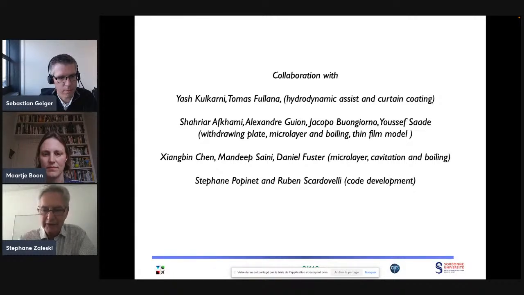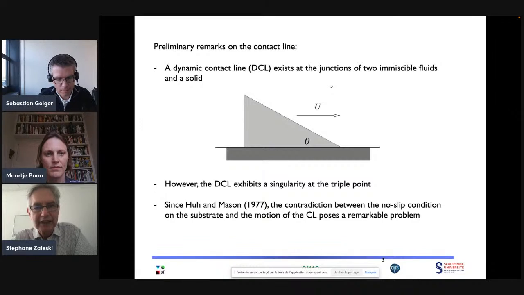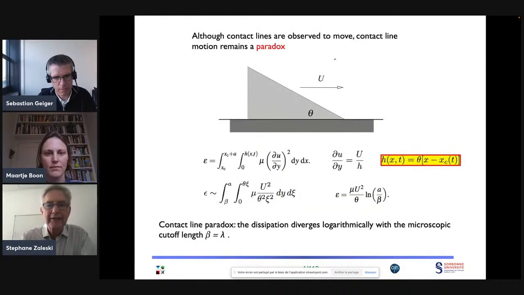To do this kind of simulation correctly, you need to do the dynamic contact line correctly. The jumps of the menisci in the porous rocks are essentially driven by these contact line problems. And to make some preliminary remarks, the dynamic contact line is a very difficult problem because of the contradiction between the no-slip condition on the substrate and the motion of the contact line.